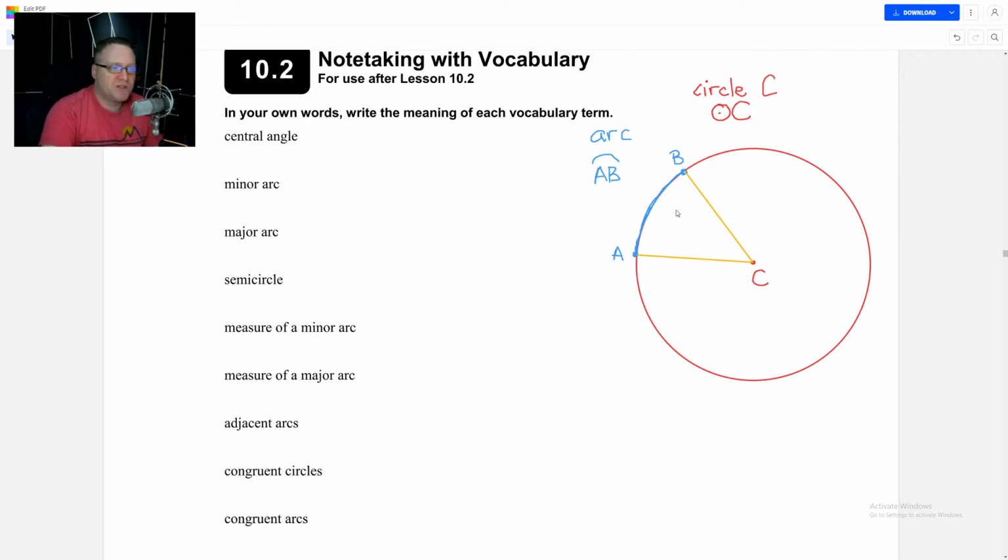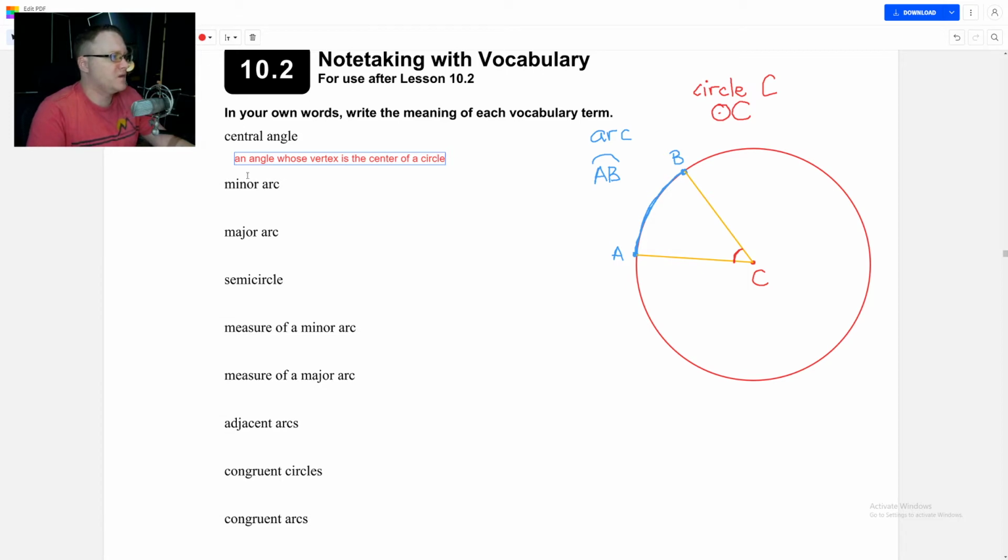Now, you will also see that this makes an angle here, all right? This makes an angle, and this angle is what we call a central angle. So we're going to write down the definition of central angle right now. It's an angle whose vertex is the center of a circle.